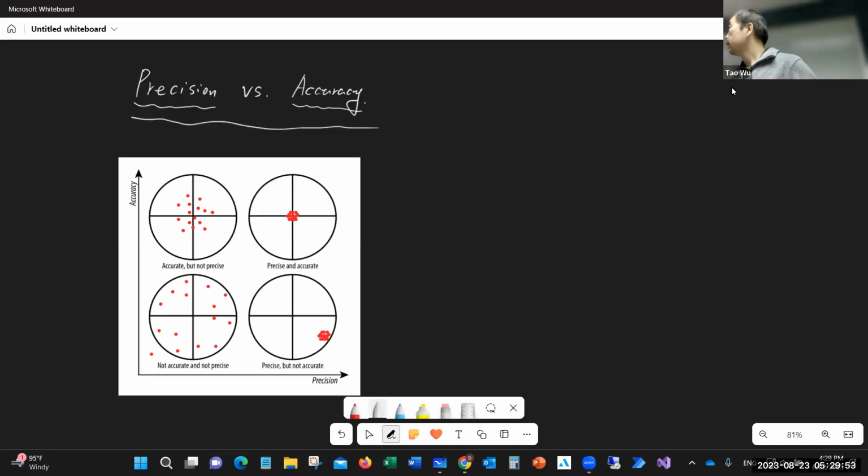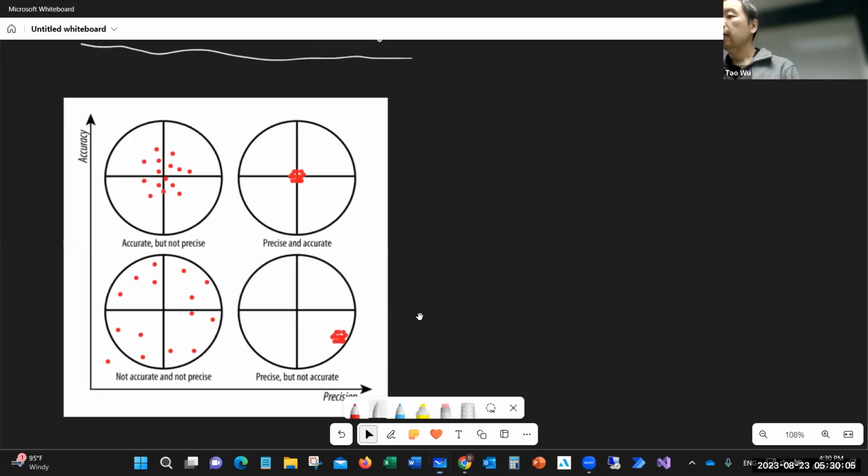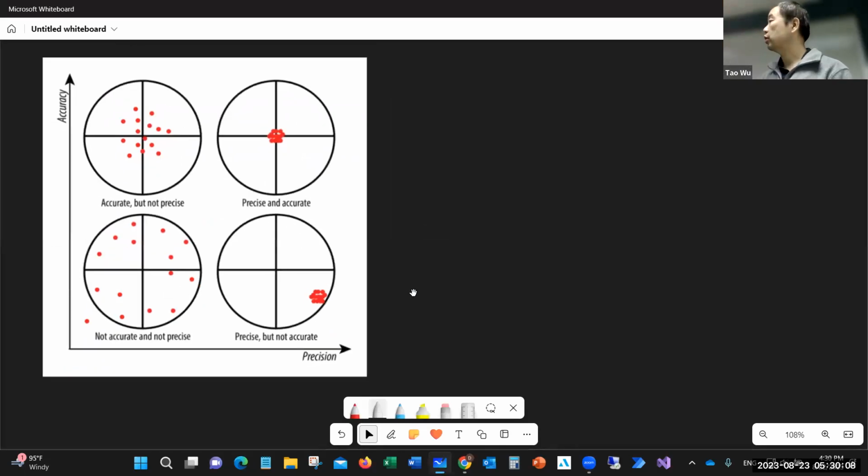Okay, precision and accuracy. Generally, those two words are pretty similar, but there is some difference. If you're looking at the graph shown over here, it definitely shows what is precision and what is accuracy. In this one, you have quite a lot of dots all together, but it's far away from the target. So this case is called very precise.